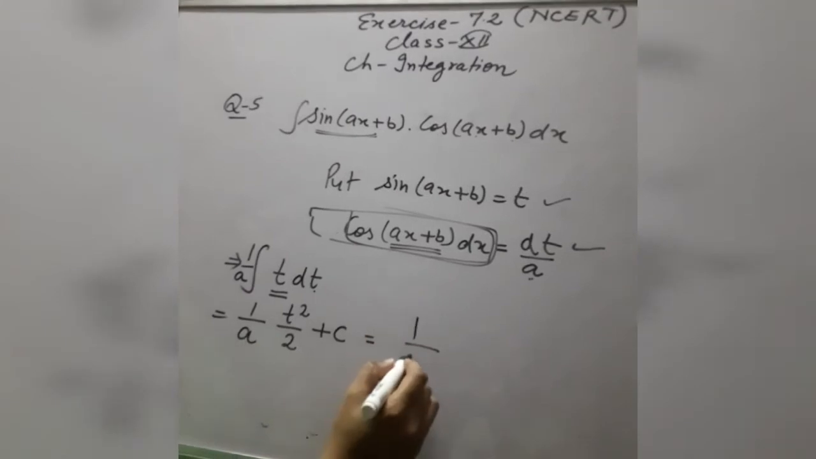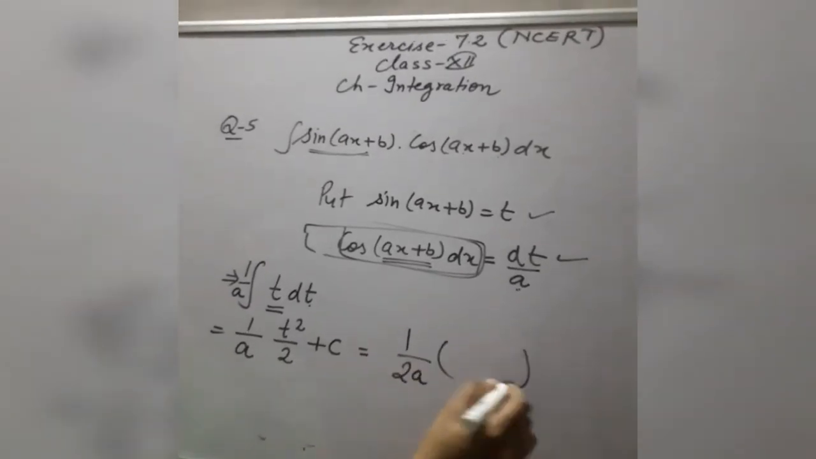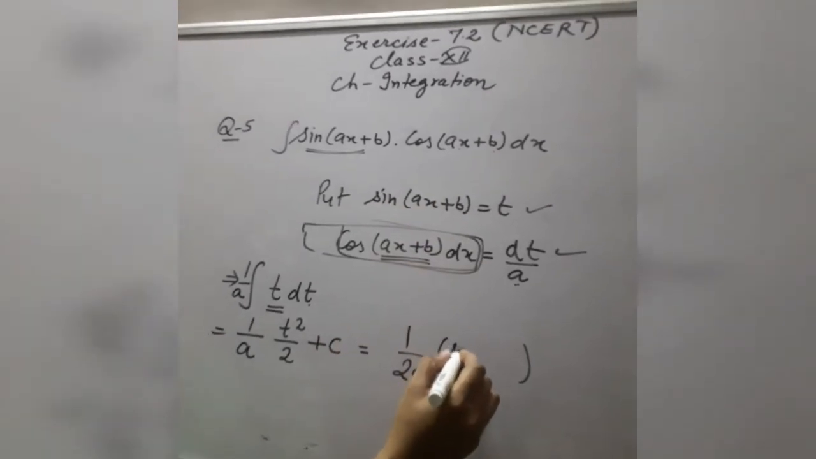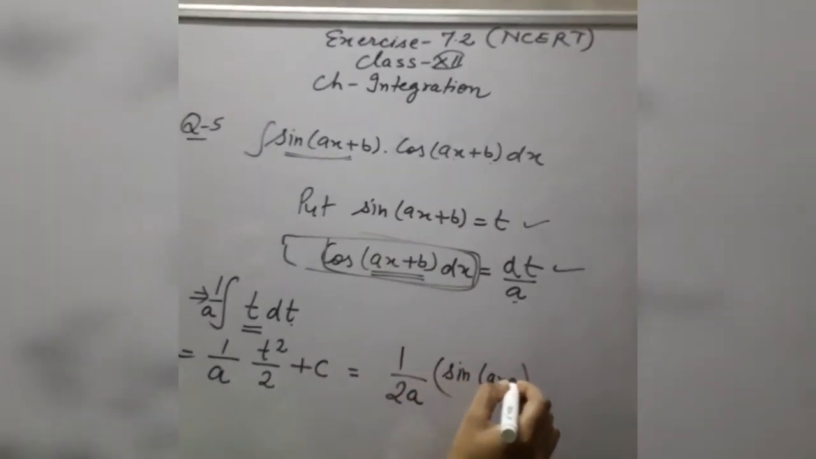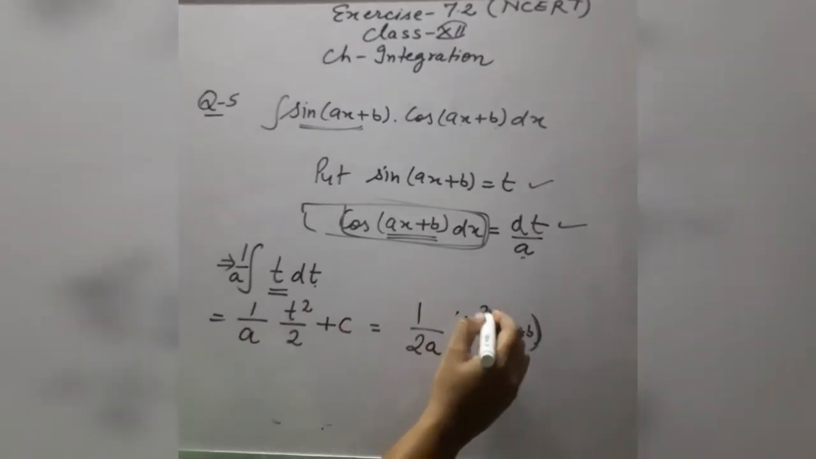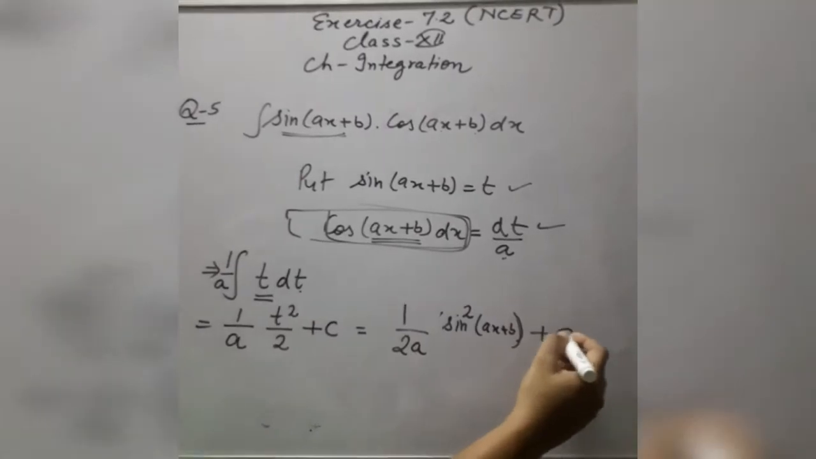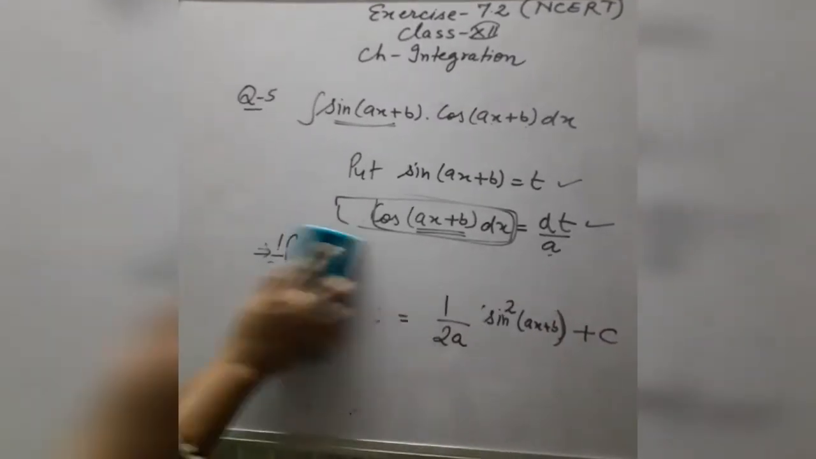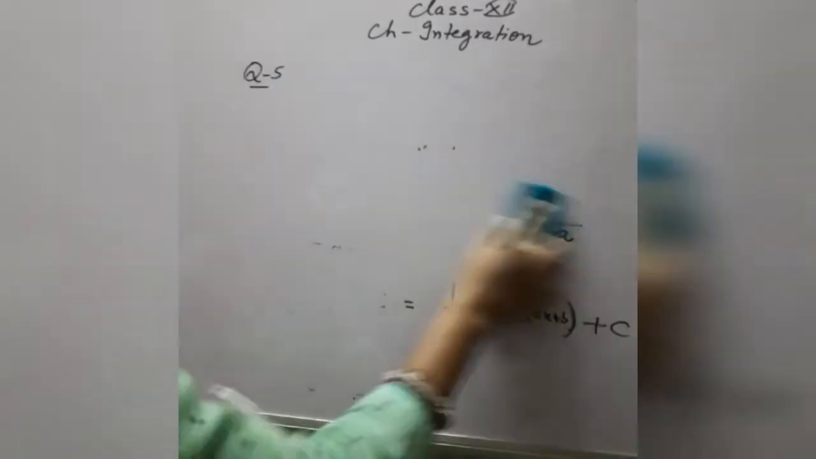Now 2 into a, it becomes 2a. In place of t, put the value of t. T is sin(ax + b). Here write down sin(ax + b), and sin t square is here. That's why I write down sin square (ax + b) plus integration constant c. So this is question number 5. Now see next, 6th question.